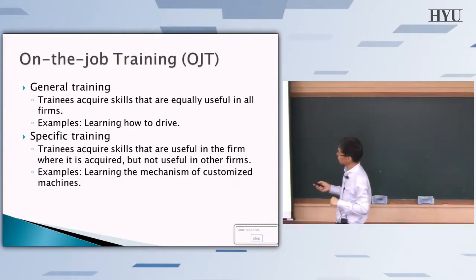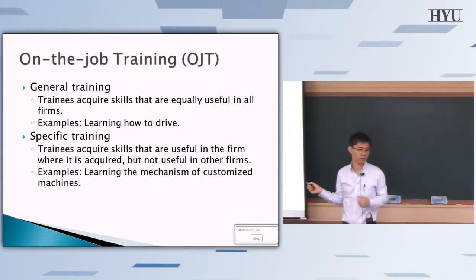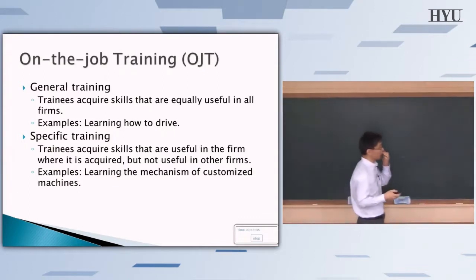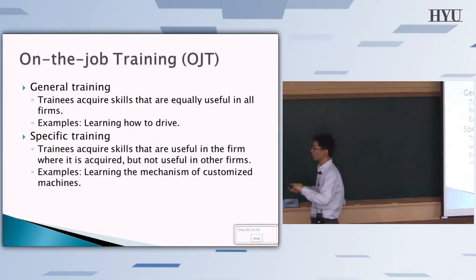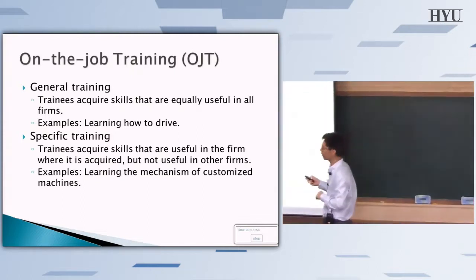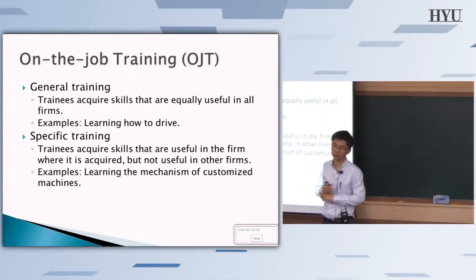So that's the basic conceptual categorization of training. Probably in most cases, the training gives you some general skills and some specific skills. So in reality, it's very difficult to divide each training into general training or specific training. But conceptually, it's important to know that there are two kinds of training. Some training must be more like a specific training. Some training must be more like a general training.